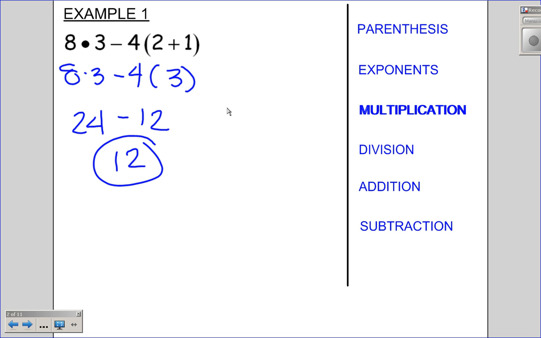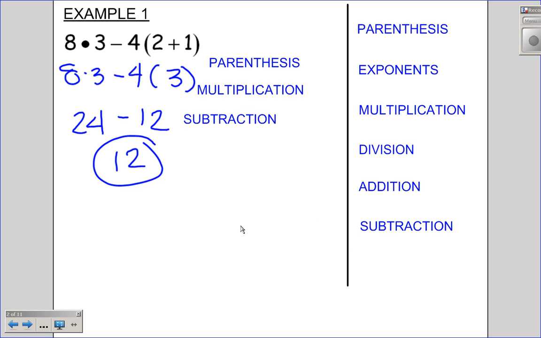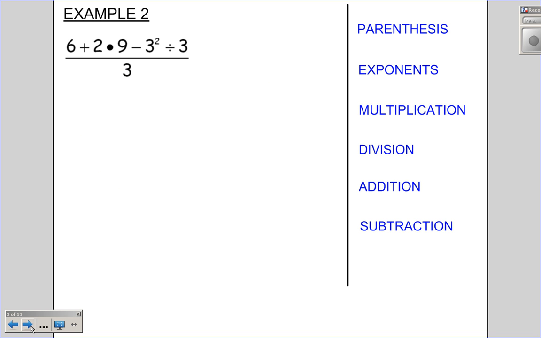If I was going to label my steps here, step 1 is parentheses, step 2 was the multiplication, and step 3 was the subtraction. That's the order that I did my steps in there. Taking a look at example 2.